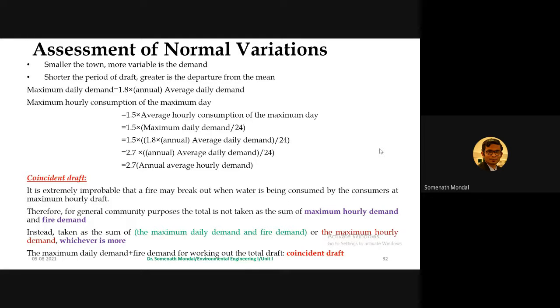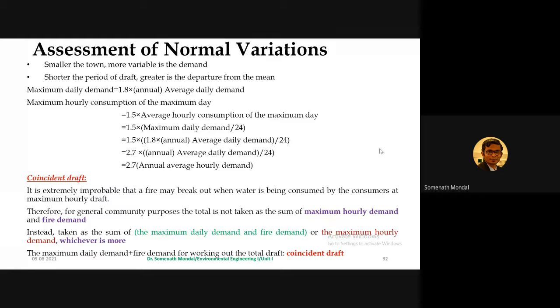Fine. Just keep that in your mind. It is not taken as the sum of maximum hourly demand and fire demand. It is taken as maximum daily demand and fire demand, or the maximum hourly demand, whichever is more, that should be considered for the design purpose. So the maximum daily demand plus fire demand is known as coincident draft. Fine. The maximum daily demand plus fire demand, this total is known as coincident draft.